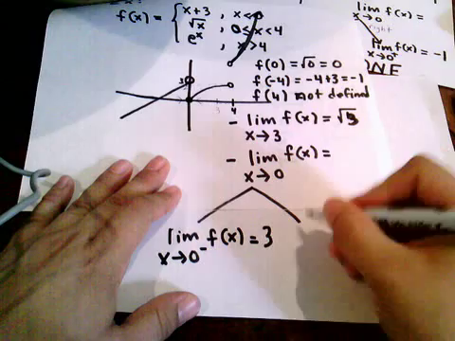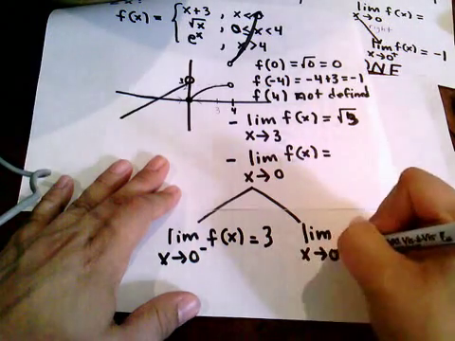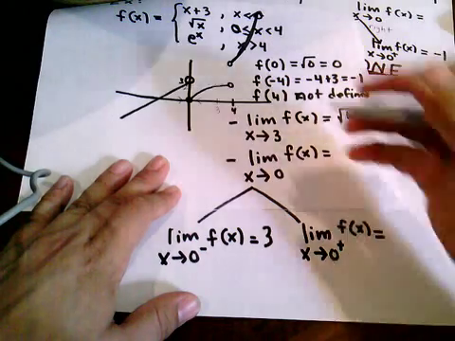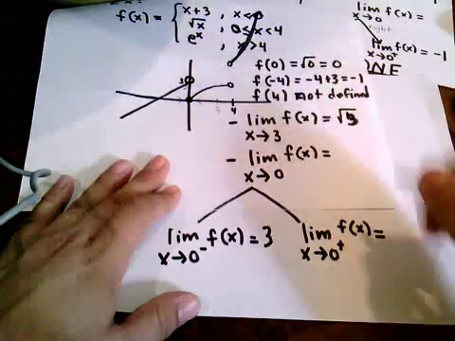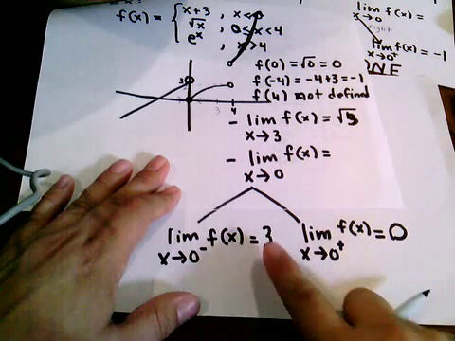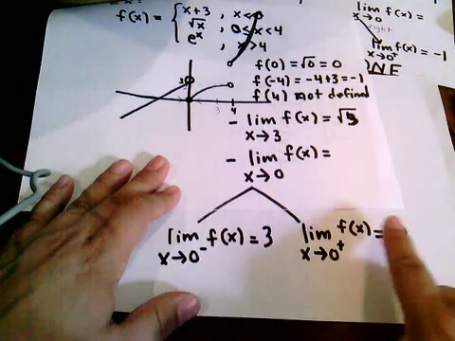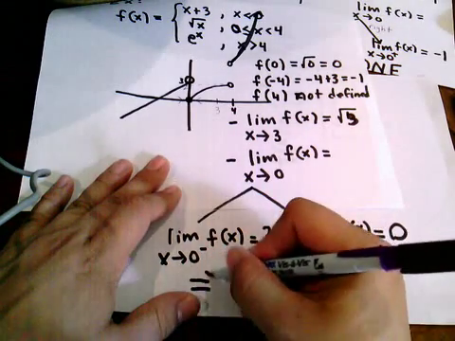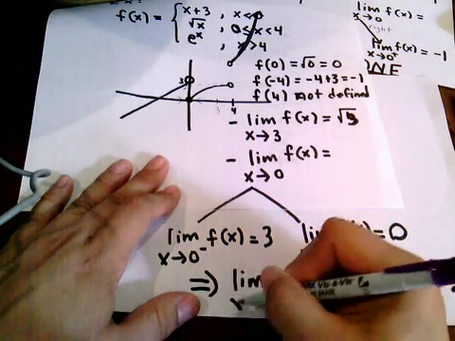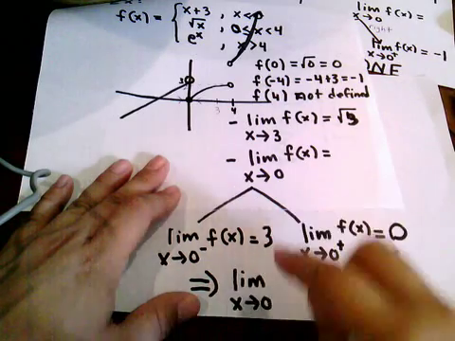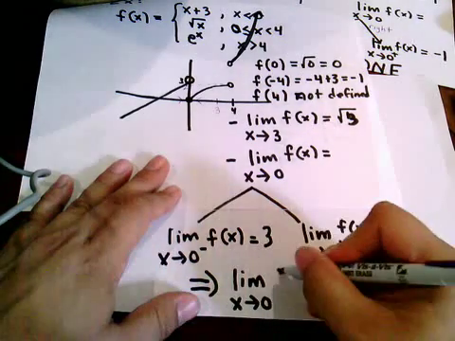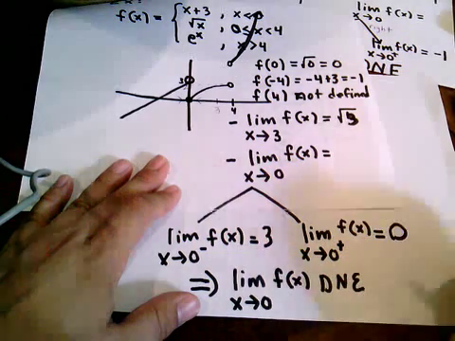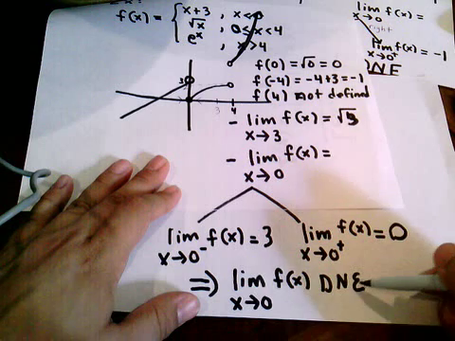And since the limit as x approaches 0 from the right of f of x would be 0, we ask ourselves, are these two limits in agreement? The answer is no. Therefore, the limit as x approaches 0, that means from both sides, of f of x does not exist. Once again, your Lindsay Lohan moment.